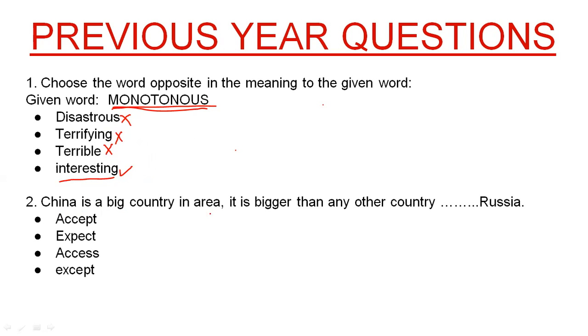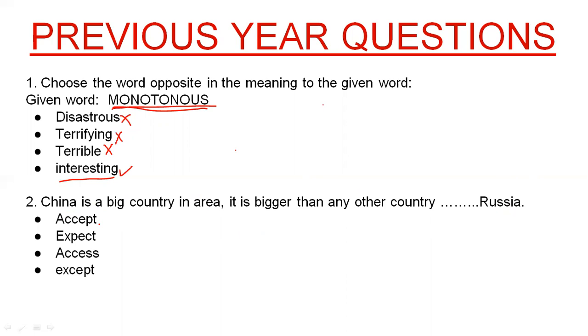China is a big country in area. It is bigger than any other country dash Russia. So the sentence is telling you that China is a big country and it is bigger than any other country dash Russia. Russia is written at the side portion. That means they are saying that it is bigger in terms of all the countries, but not Russia. They are excluding Russia. So you have to see the meaning of all the options.